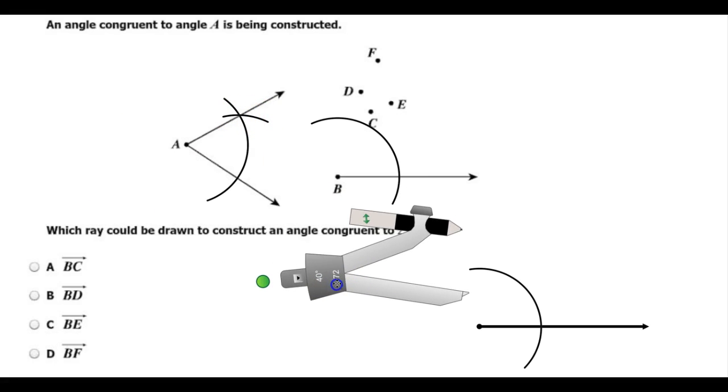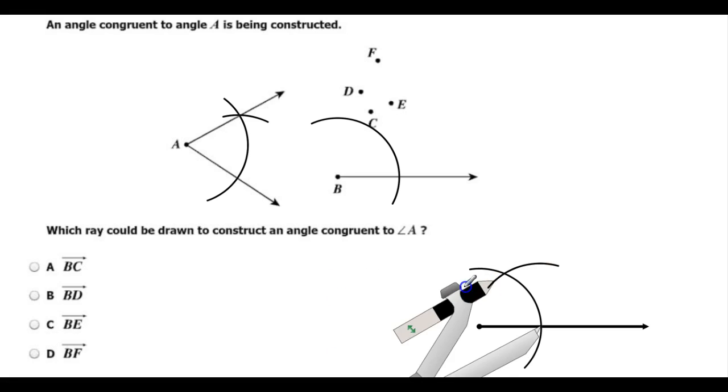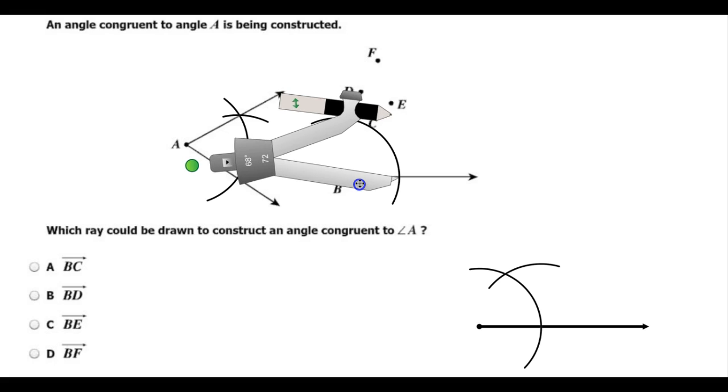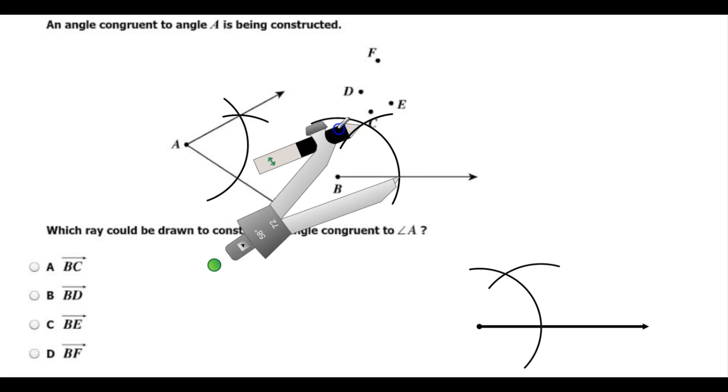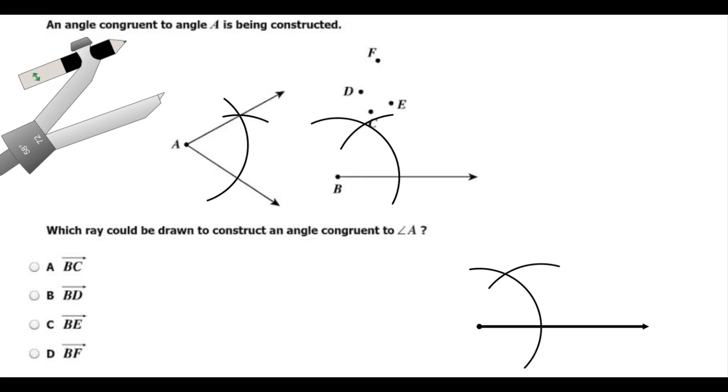And now I come down and stab this point down here. Draw my arc. There's the intersection. You can take it up here and stab this point, draw your intersection as well. There. And then the last step is to draw a ray going through that intersection. Do it down here first. There's your copied angle.